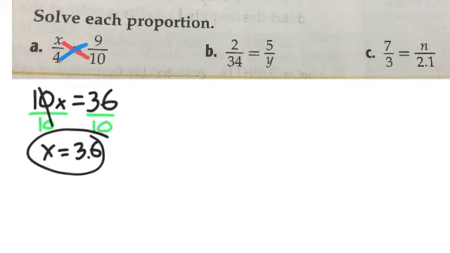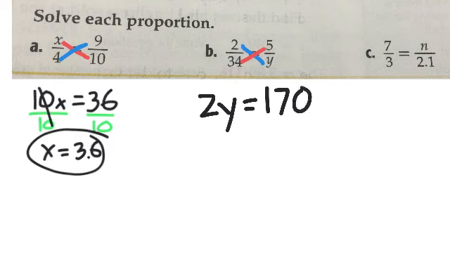Okay, so looking here, I have 2 over 34 equals 5 over y. So again, a fraction equal to a fraction. I want to cross multiply and set those two values equal to each other. So the blue gives 2 times y, which is 2y. And then the red gives 34 times 5. That would be 170.